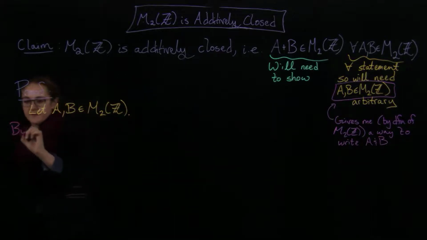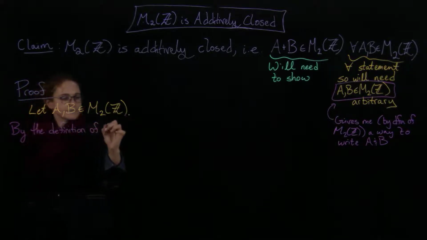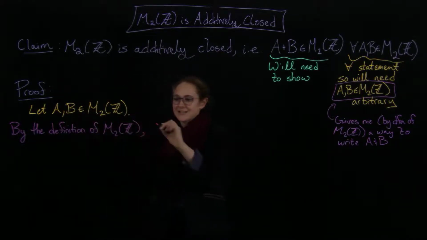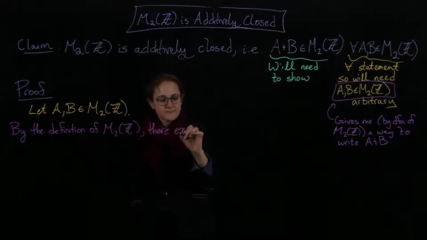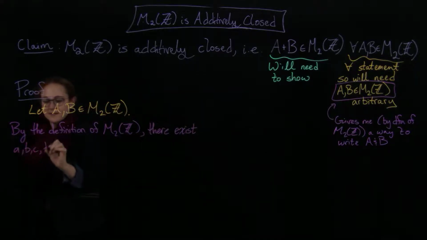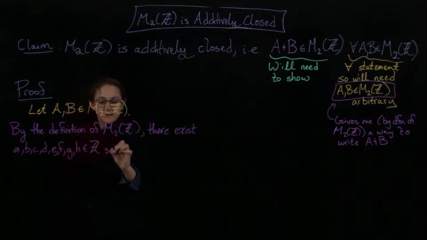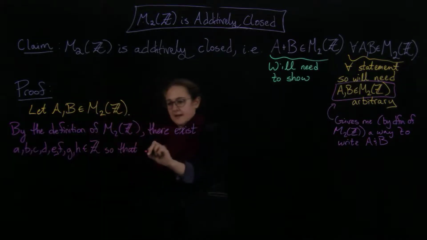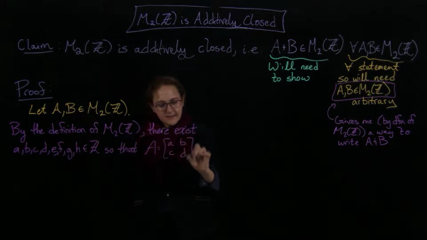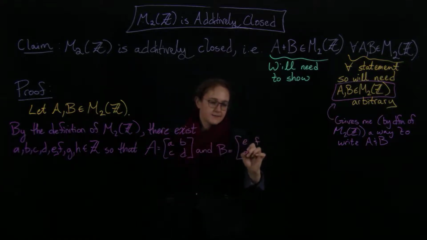So by the definition of M2Z, I know that there exist A, B, C, D, E, F, G, H in the integers, so that A equals the matrix with entries A, B, C, D, and B is going to equal the matrix with entries E, F, G, H.